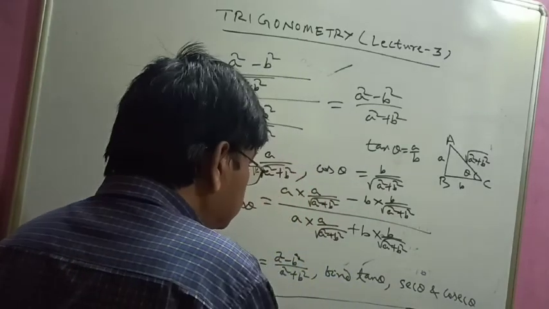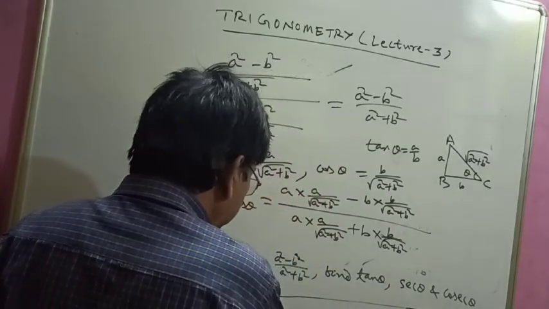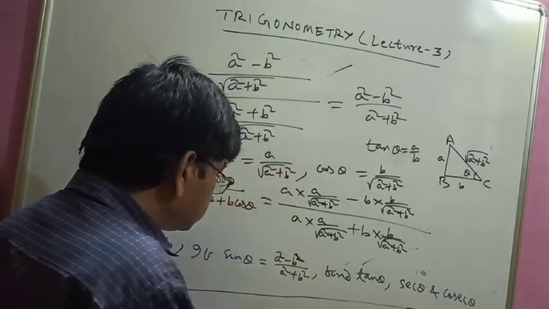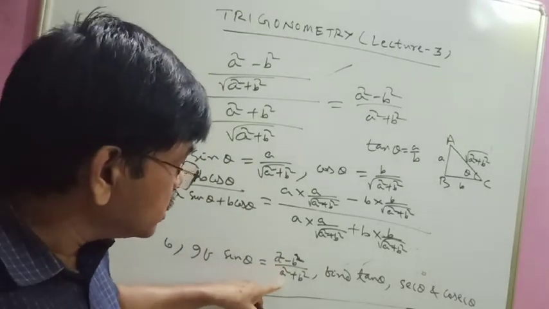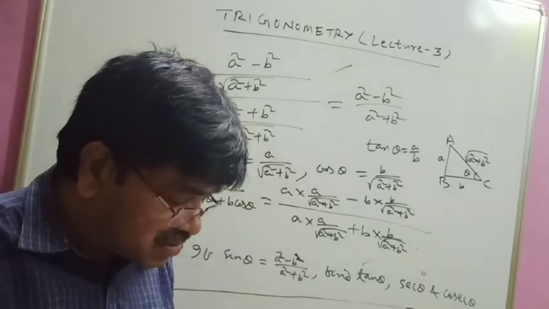This is over. Similarly, you try to solve question number 6. You can solve it using the ratio formula. Sin is p by h. This is p, this is h. Then you find out b, and after that you can find out this one.